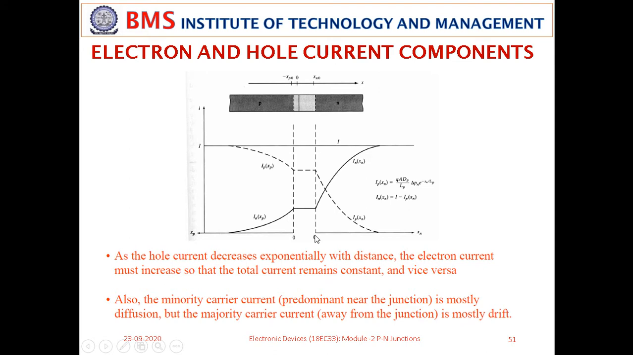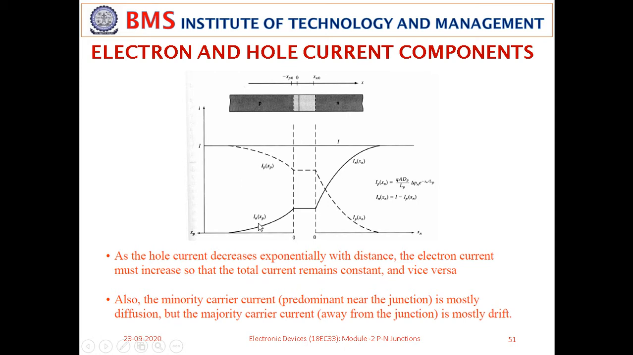Earlier we denoted this edge of the depletion region as xn naught towards the n side, and towards the p side we showed it as minus xp naught. Now, the same minus xp naught point becomes 0 for this new dimension xp. xp starts from minus xp naught and increases like this. The distance is positive here, whereas earlier we took it as negative when it came to minus xp naught and plus xn naught.